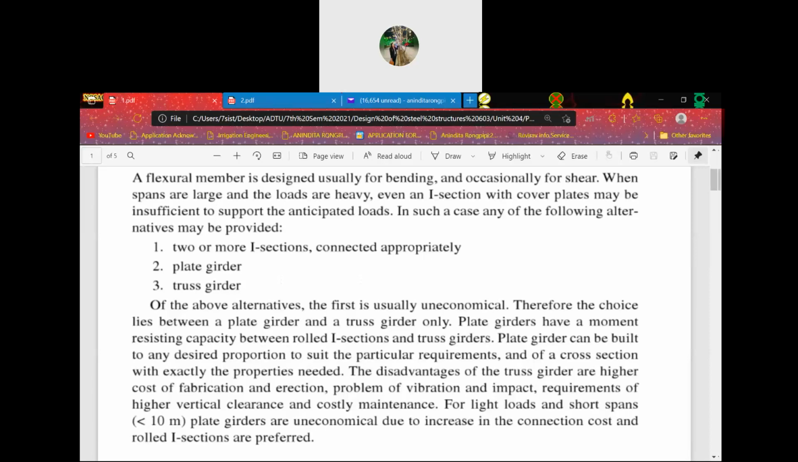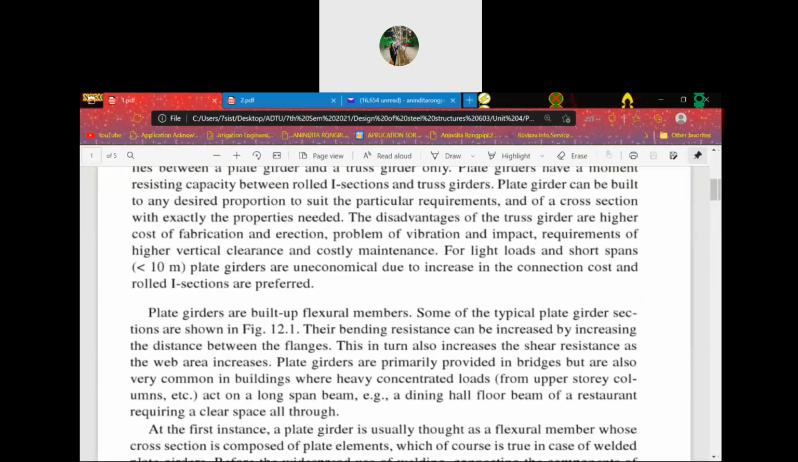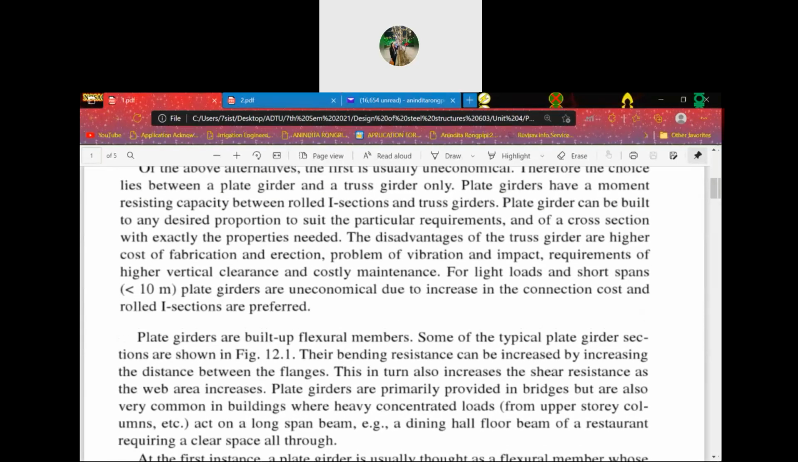For light loads and short spans, like less than 10 meters, plate girders are uneconomical, because of the increase in the connection cost. Rolled I-sections are preferred. Plate girders are usually built-up flexural members, and some typical plate girder sections are shown below in figure 12.1. Their bending resistance can be increased by increasing the distance between the flanges. This in turn also increases the shear resistance as the web area increases.